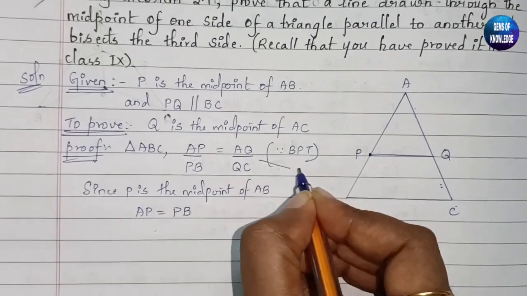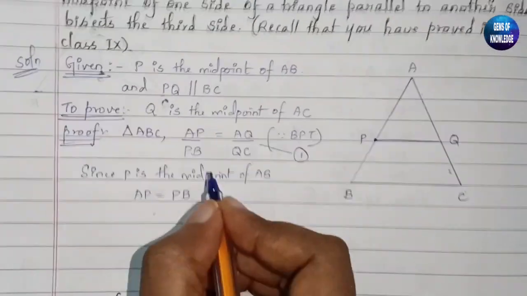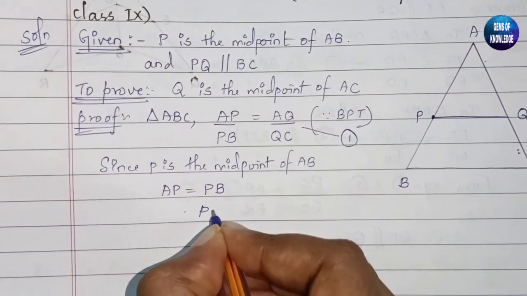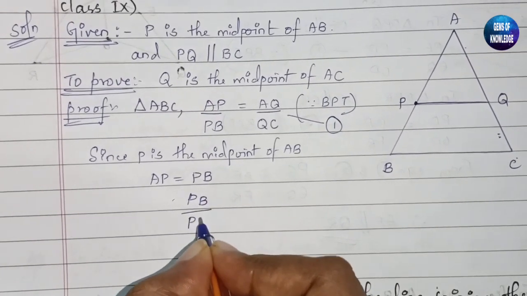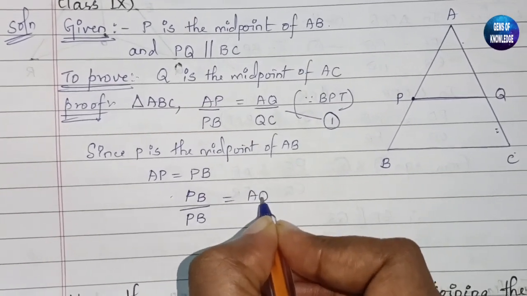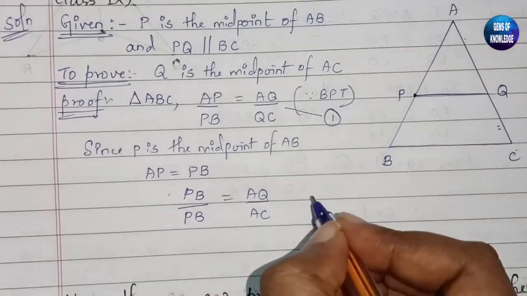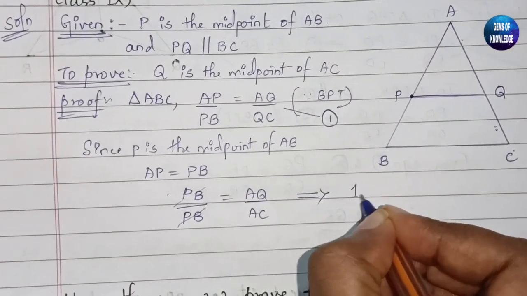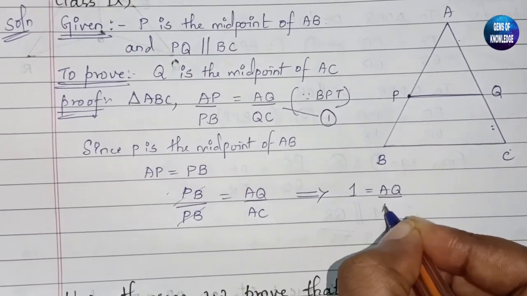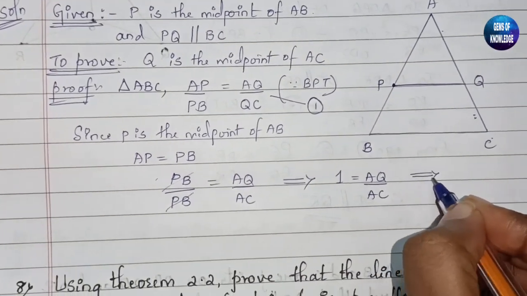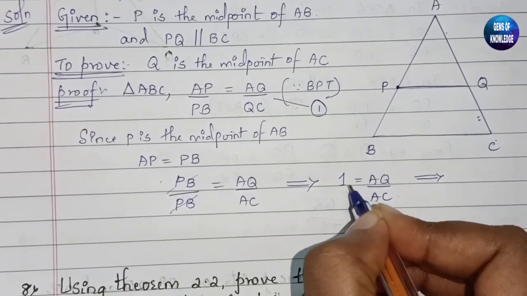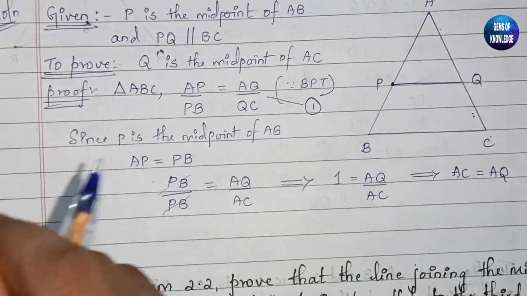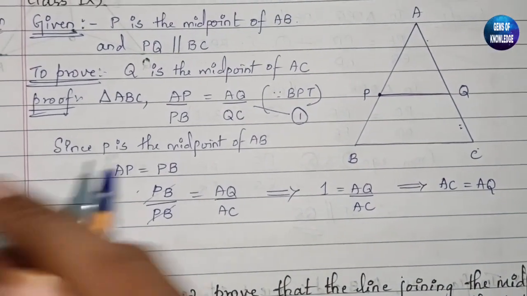We consider this as equation 1. So equation 1 changes: in place of AP, I will write PB, so PB by PB is equal to AQ by QC. It implies that PB and PB cancel. We get 1 is equal to AQ by QC. If we cross multiply, 1 multiplied by QC, we get QC is equal to AQ.